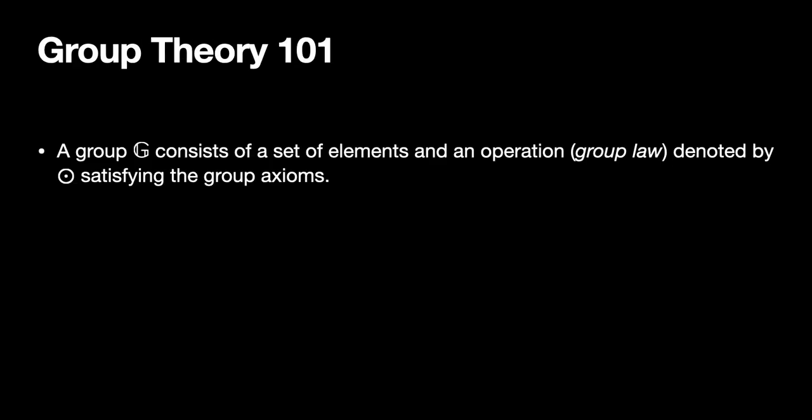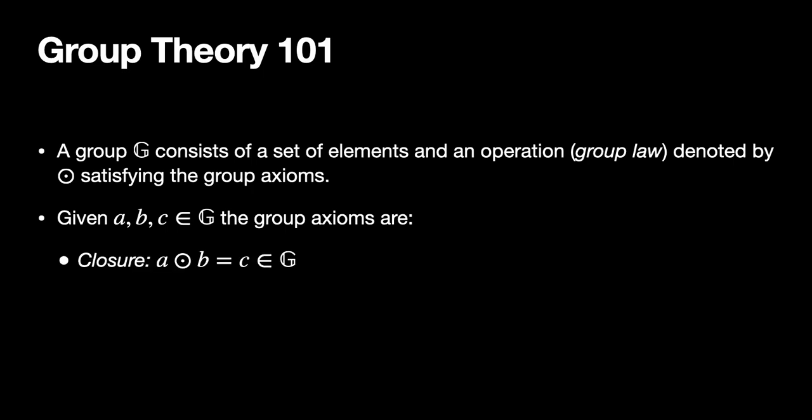G is a group, and all a group is a set of elements. In our case, they're going to be points on an elliptic curve, as well as a mathematical operation called the group law. The group law applies to 2 points and produces a third. This set of points and the group law need to satisfy some simple properties called the group axioms. Given A, B, and C, the group axioms are as follows.